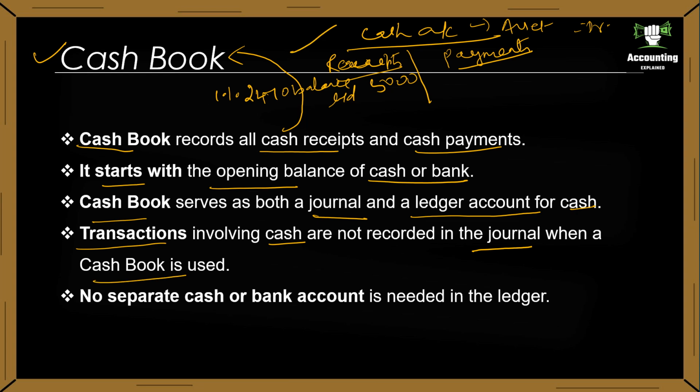You can call this cash account, cash book. No separate cash or bank account is needed in the ledger since the cash book serves both as a journal and ledger. No need to open a cash account separately in the ledger.